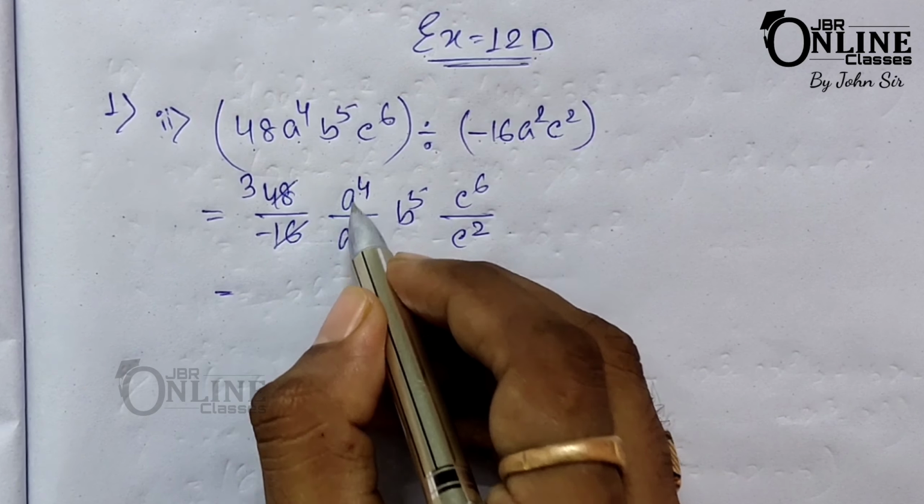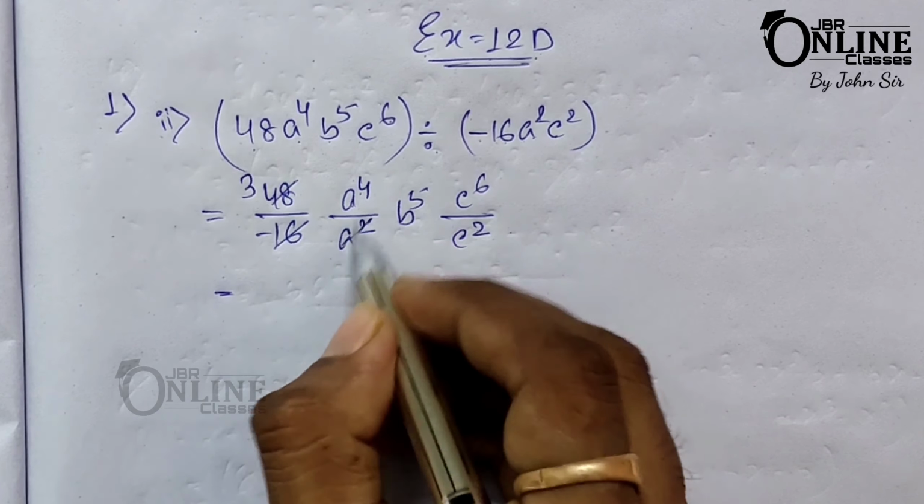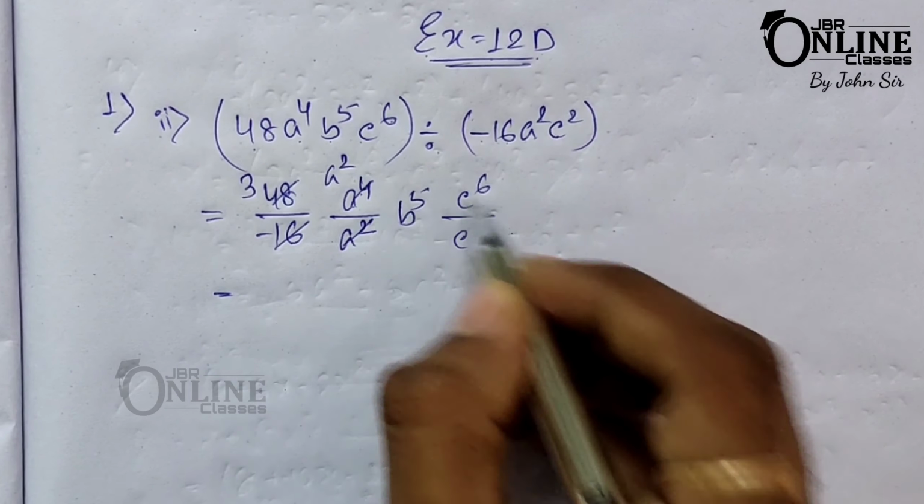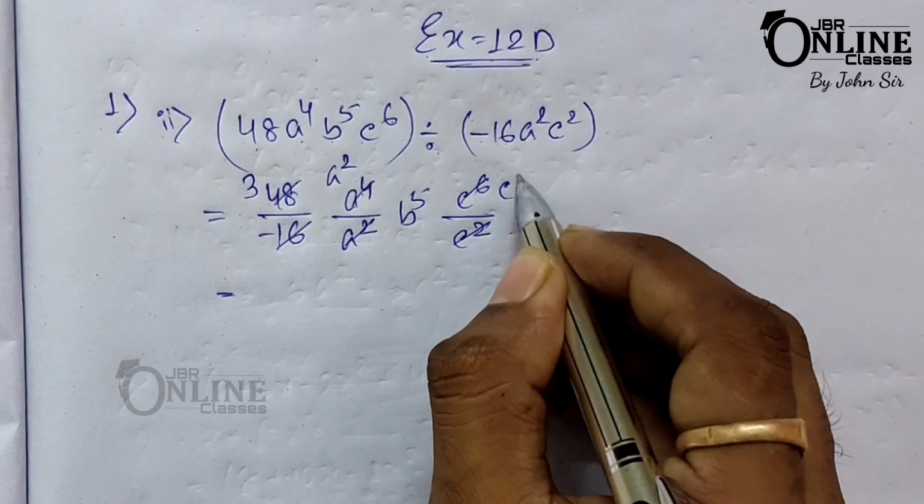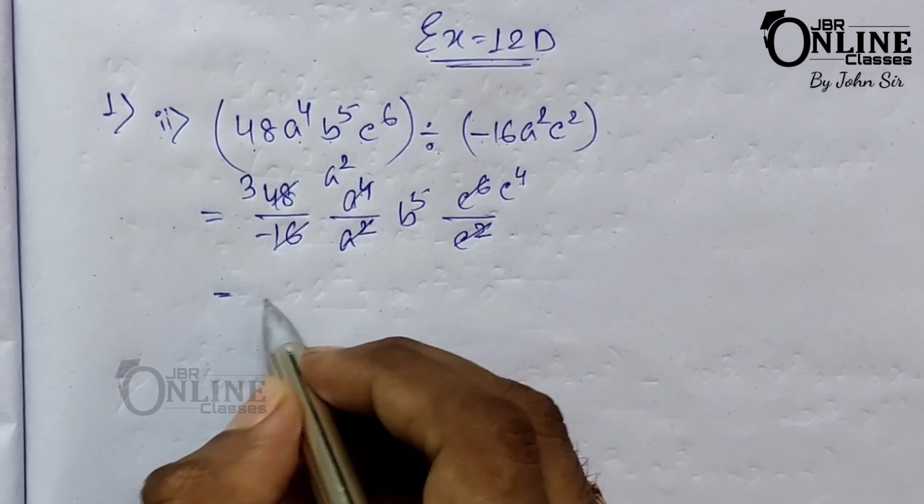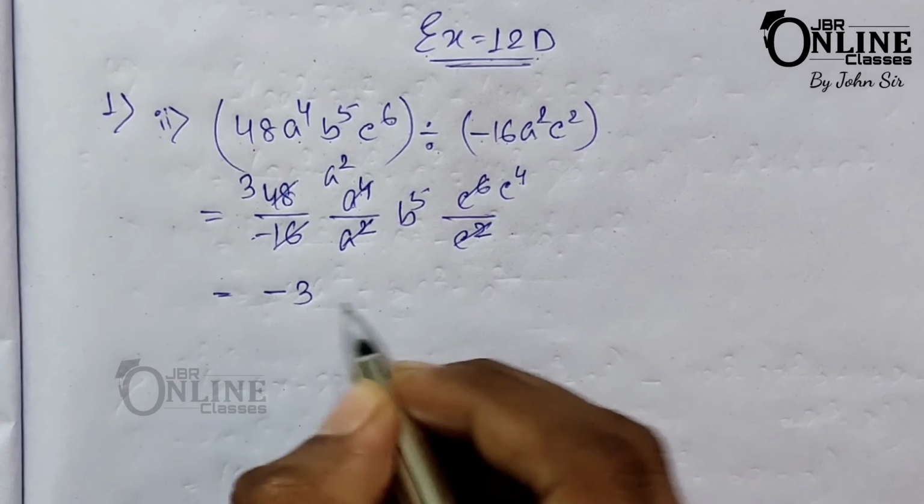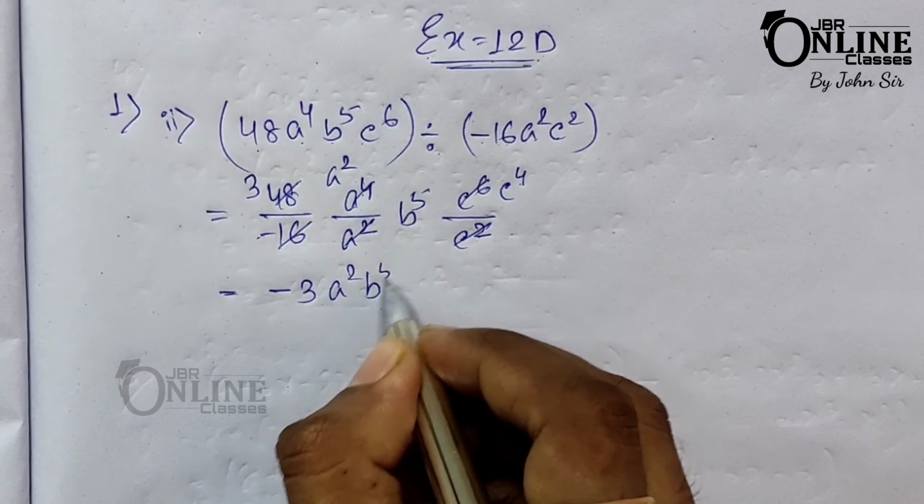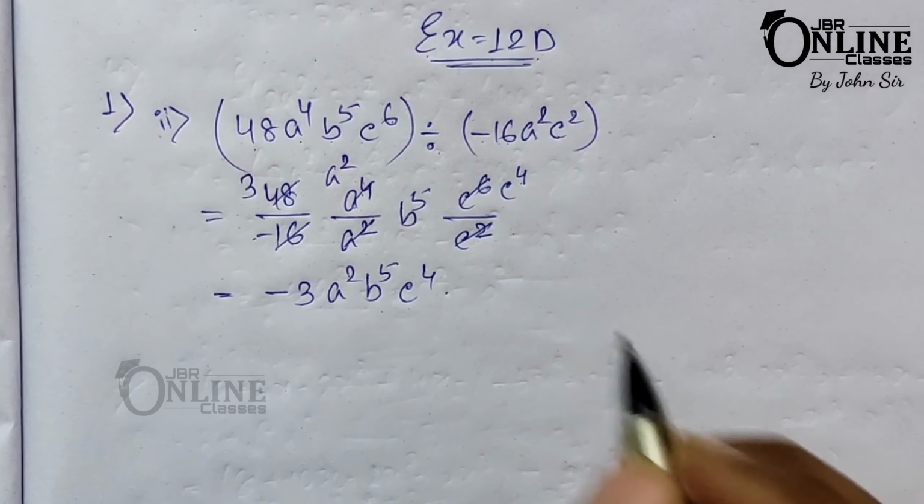Here a4 by a square, the power will be subtracted, so that equals a square. Next one only b5, and here c to the power 4, 6 minus 2, that becomes 4. So here minus, that means the answer is minus 3 a square b to the power 5 c to the power 4. That is the answer.